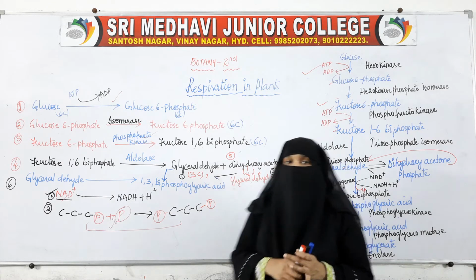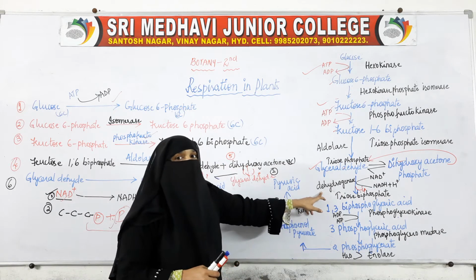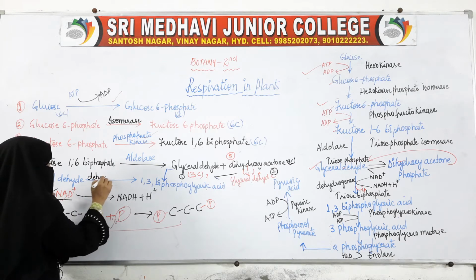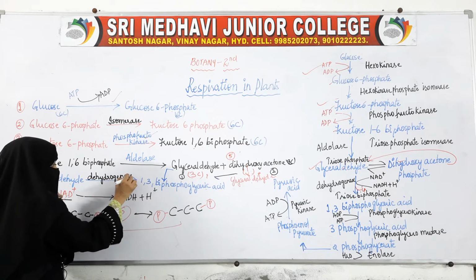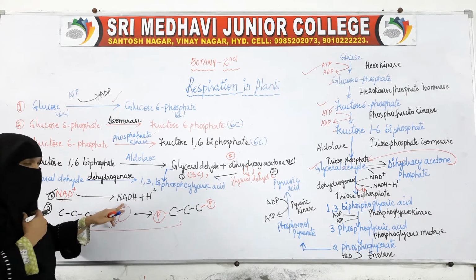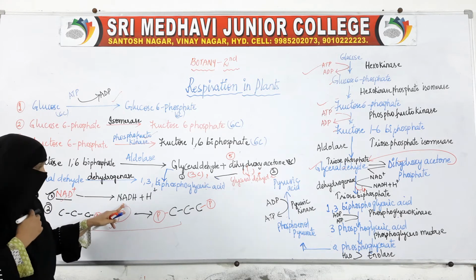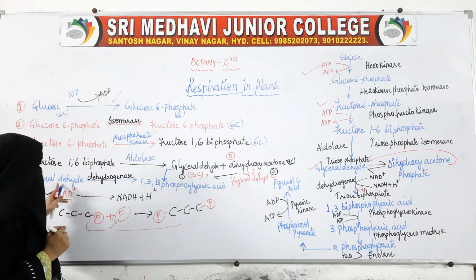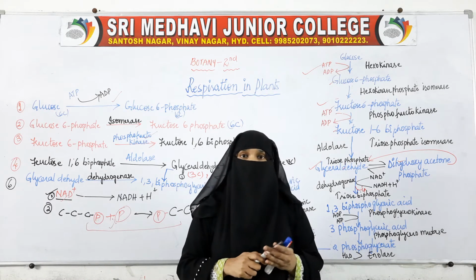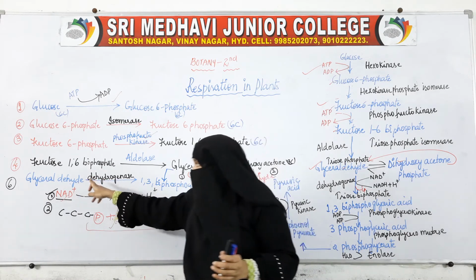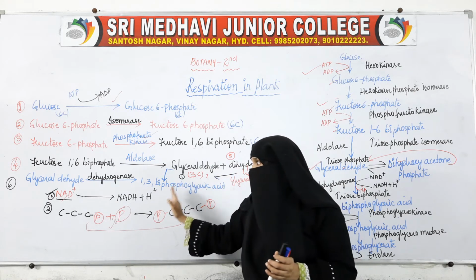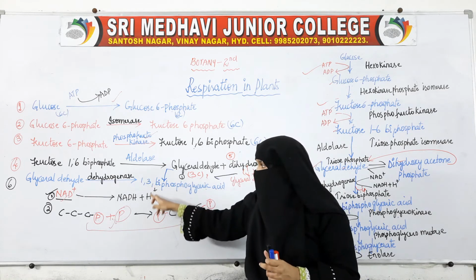Now, what is the enzyme which is used here? It is dehydrogenase. Dehydrogenase is the enzyme which is converting this oxidizing agent into a reduced one, and it is changing this aldehyde into acid. Two things are happening. NAD plus, that is the oxidizing agent, is getting reduced, and aldehyde is changing into acid. So, this is the second change which takes place. So, in this reaction, two changes.